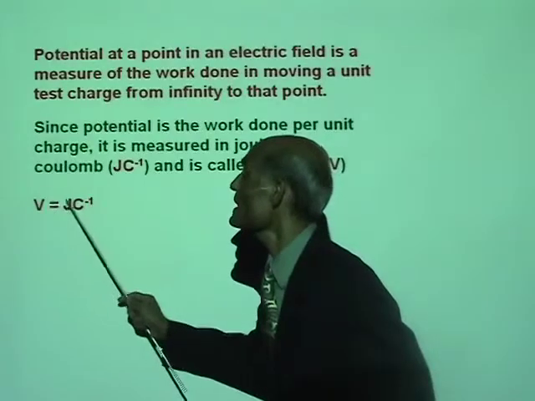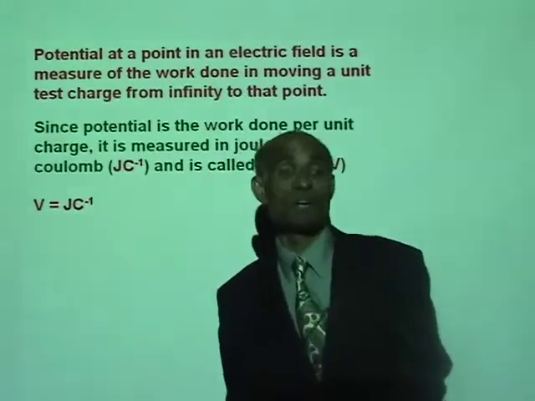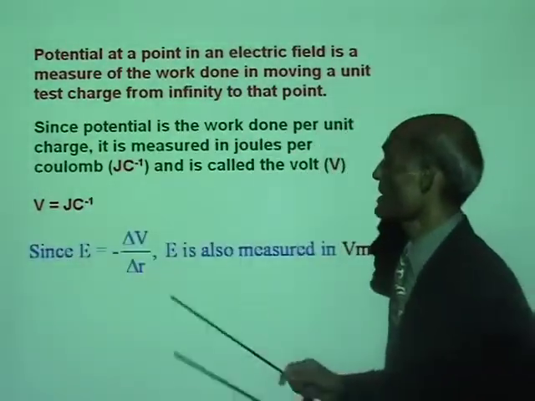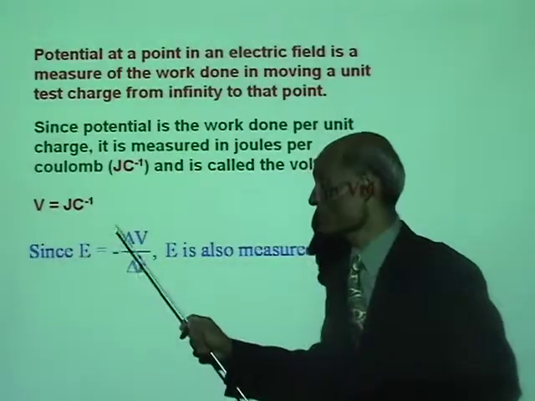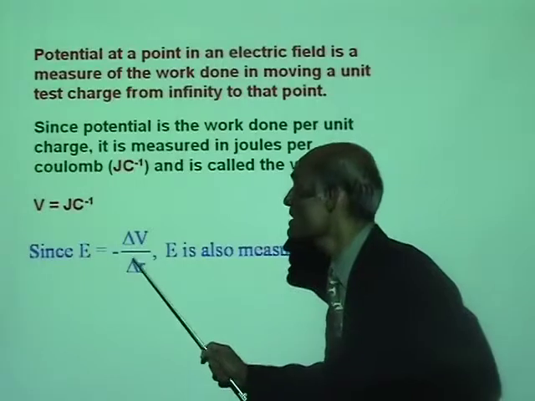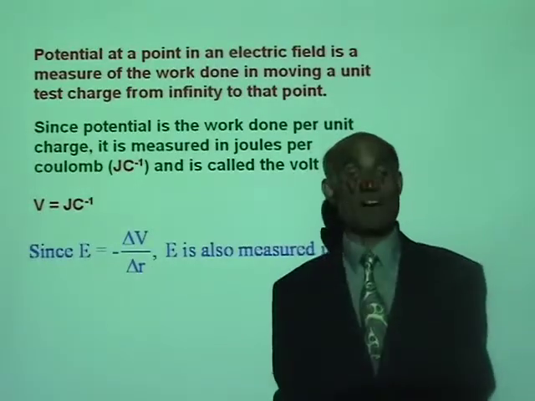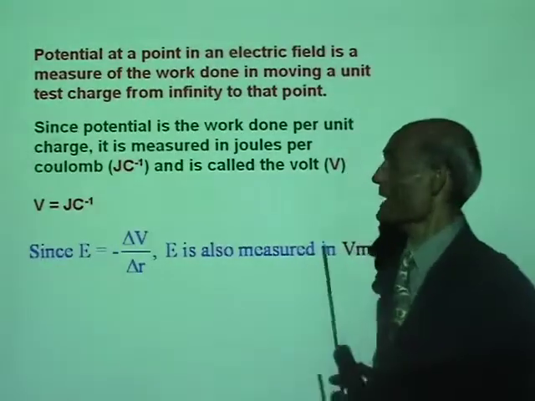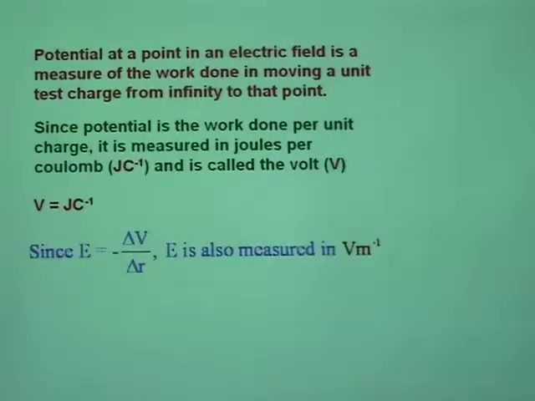V, volt, is equal to joule per coulomb. Now, you remember this, don't you? Electric field is negative of delta V divided by delta R. What does that mean? Well, let me show that to you.